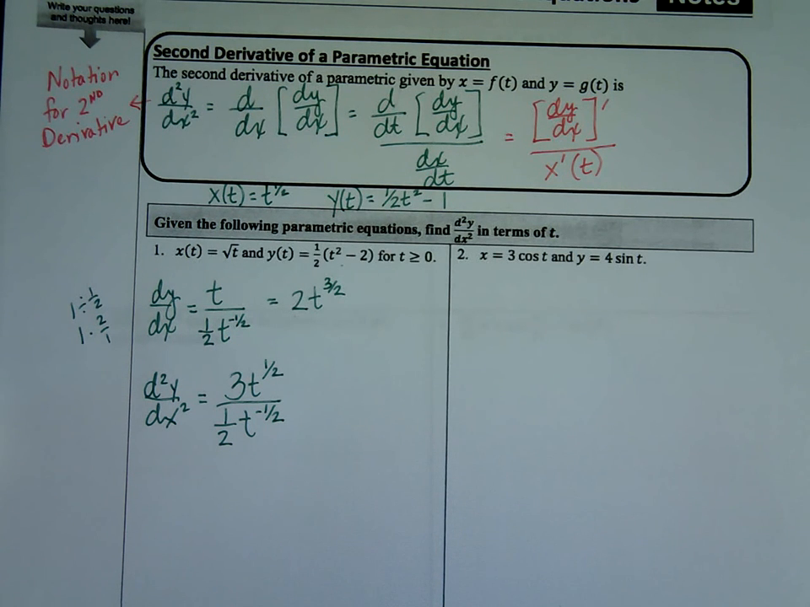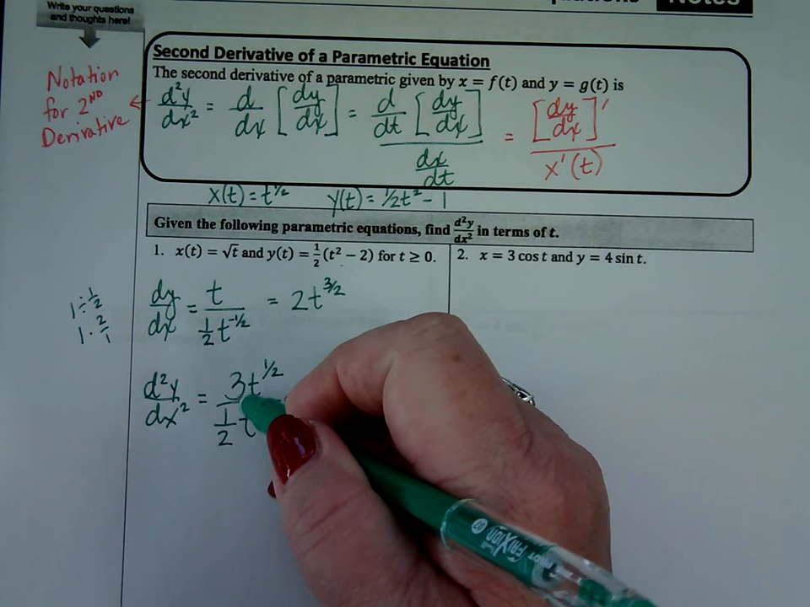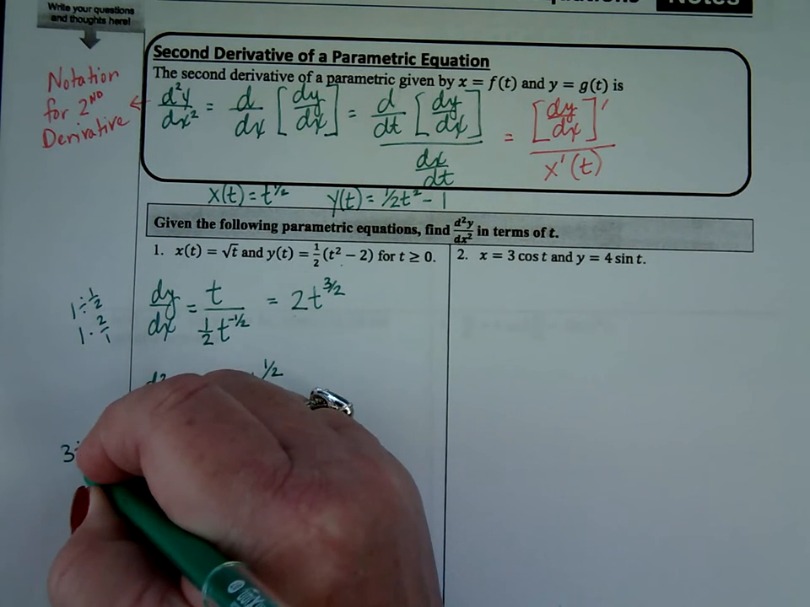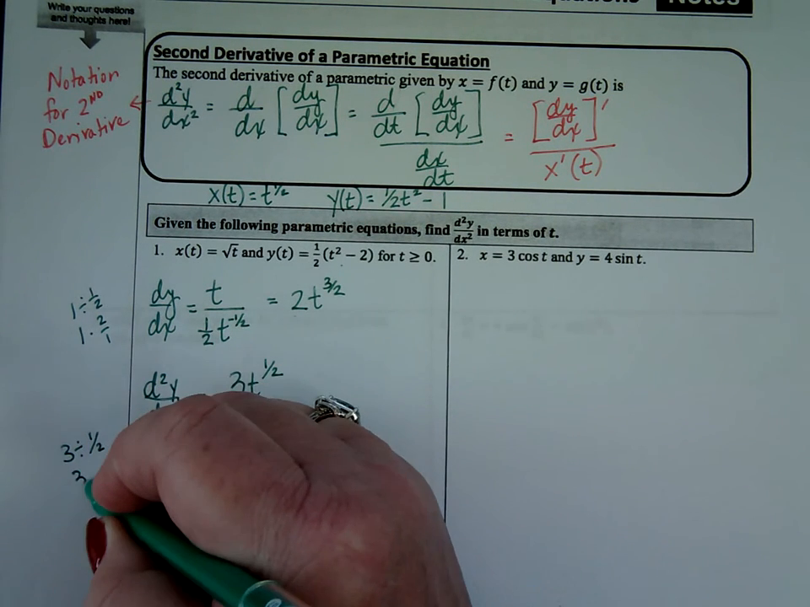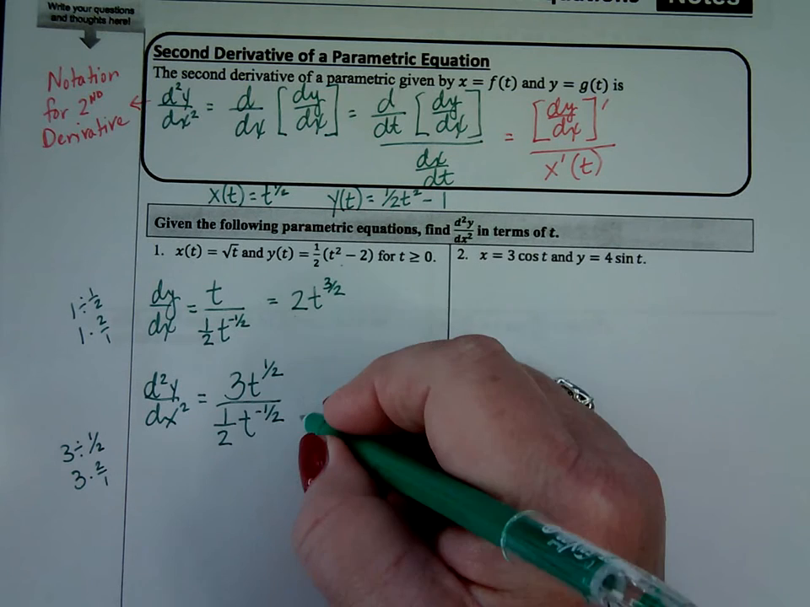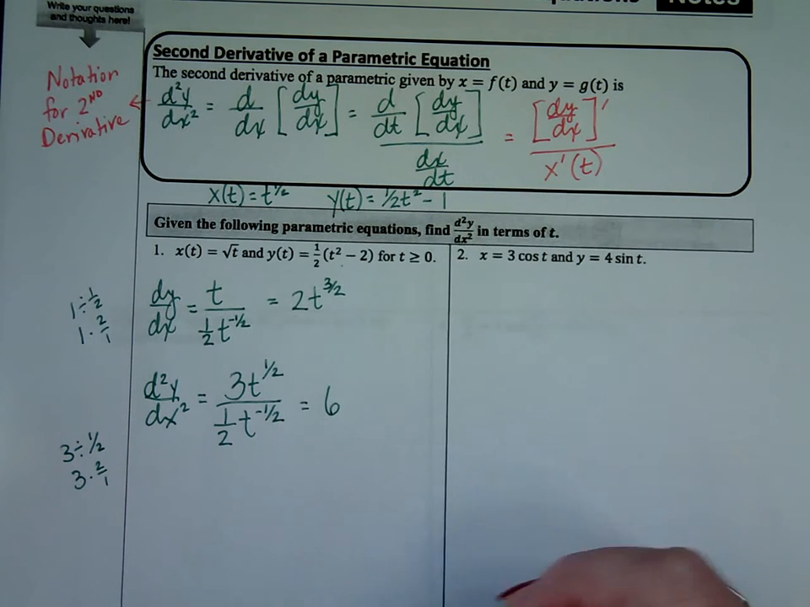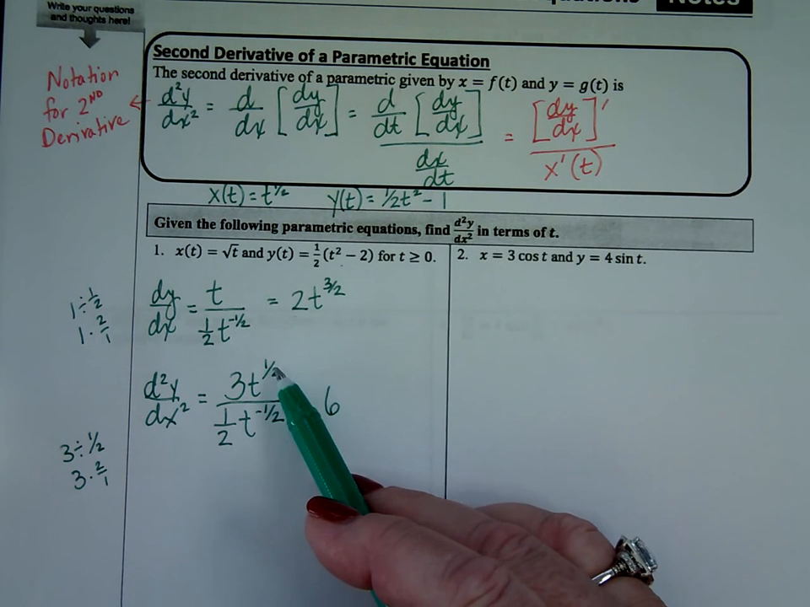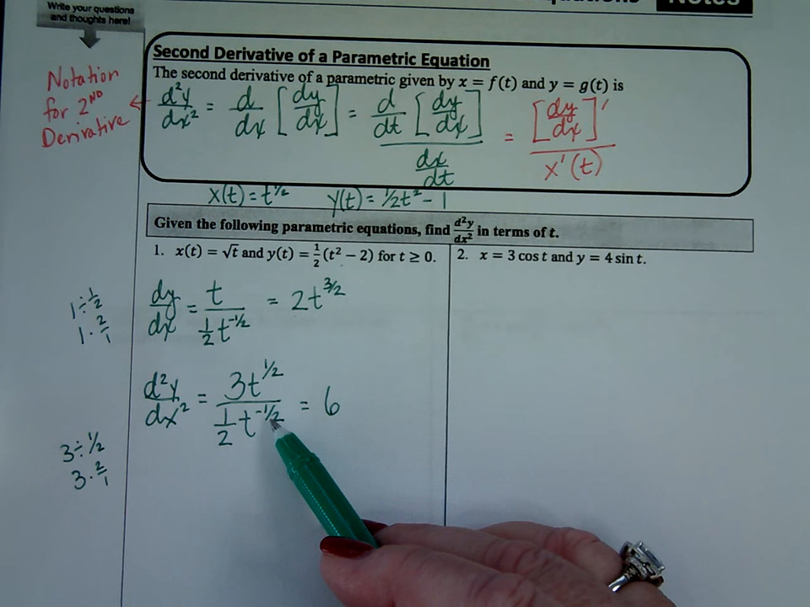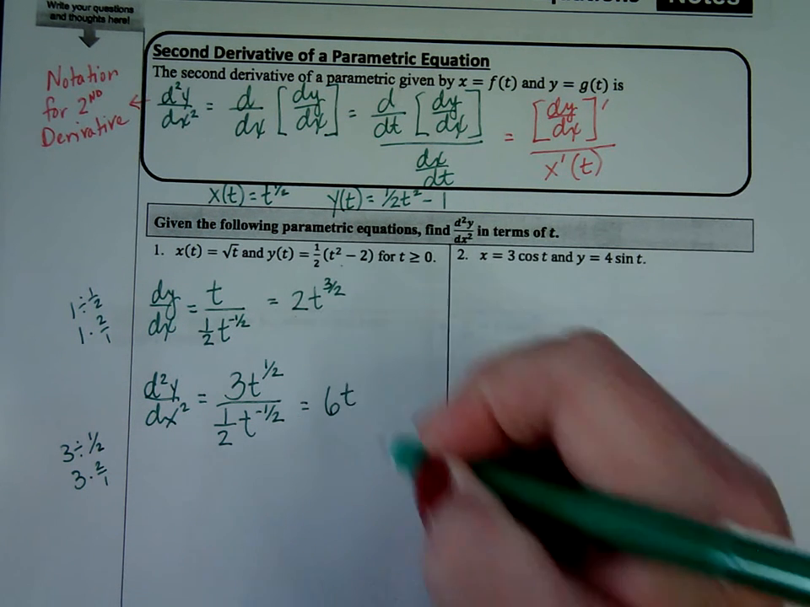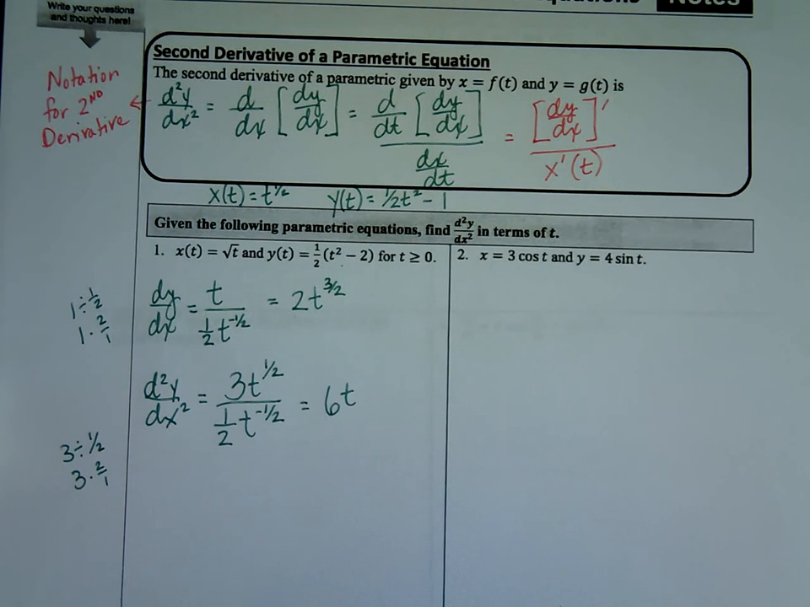All right, let's try this again. If I go 3 divided by 1/2, that's 3 times 2 over 1, that's 6. If I have 1/2 minus a negative 1/2, that gives me 1, so this is just a t. And that is my second derivative.